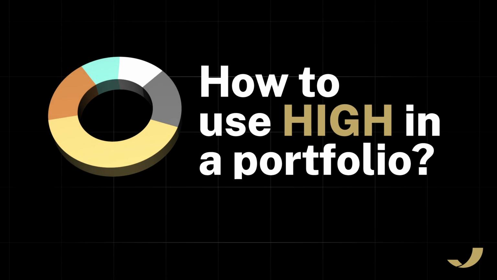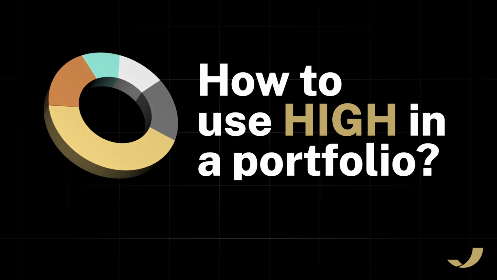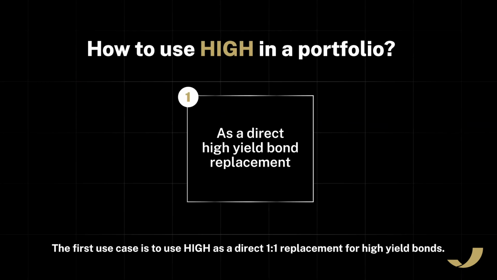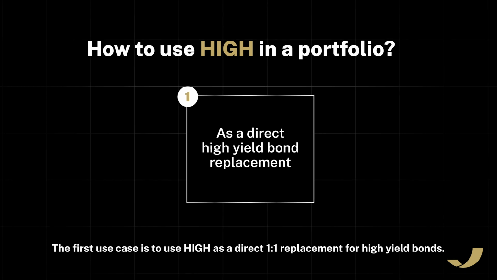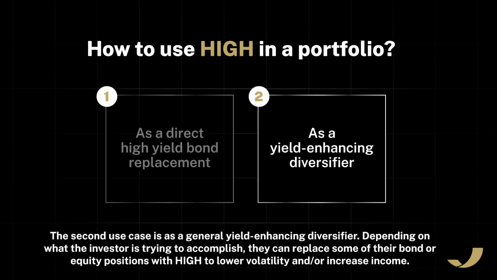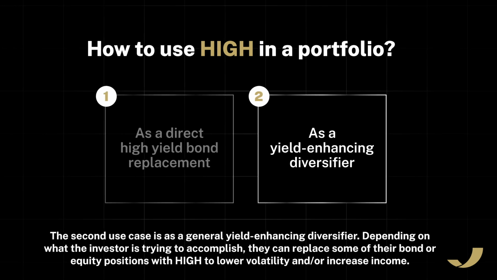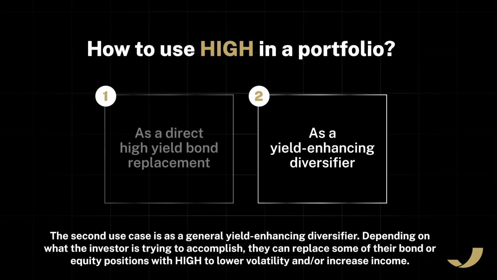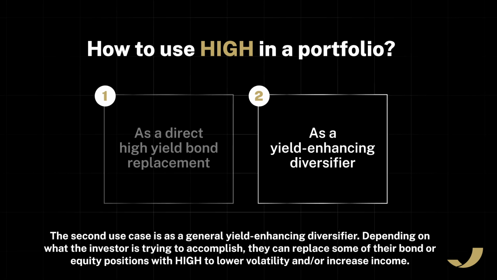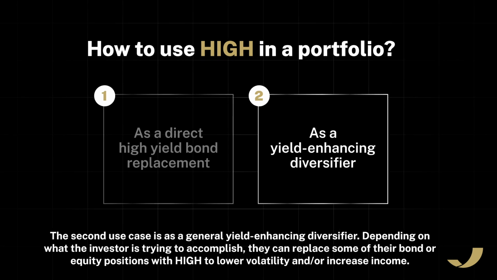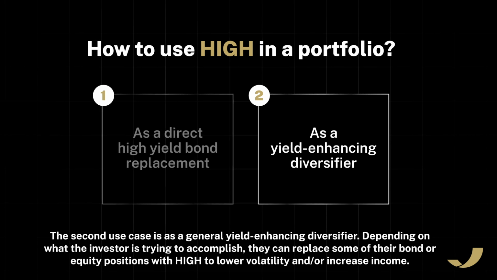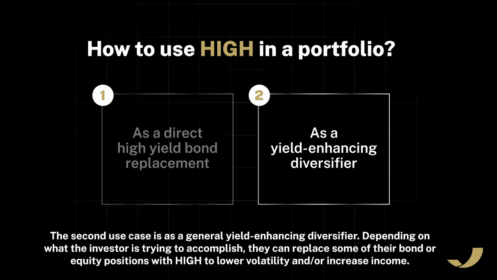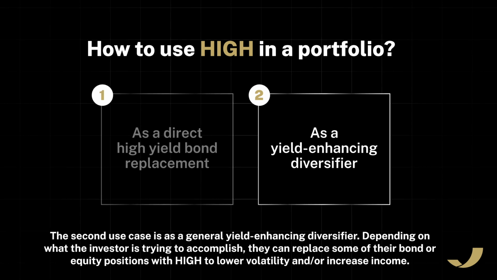Now let's discuss how to use High in a portfolio. The first use case is to use High as a direct one-for-one replacement for high-yield bonds. The second use case is as a general yield-enhancing diversifier. Depending on what the investor is trying to accomplish, they can replace some of their bond or equity positions with High to lower volatility and/or increase income.